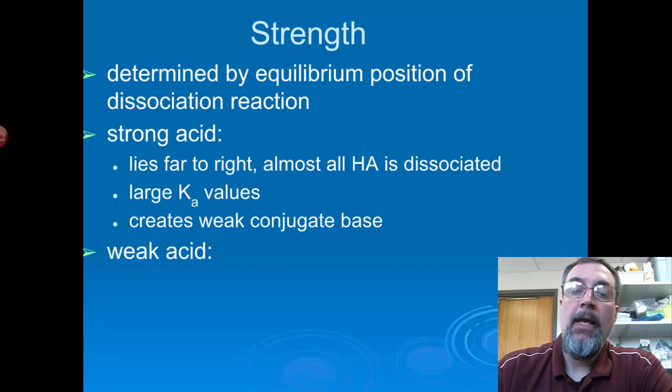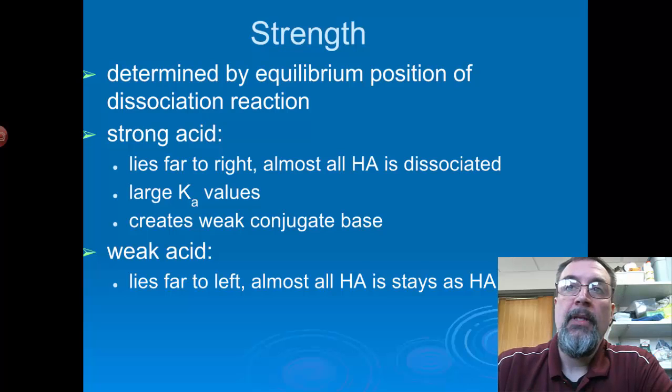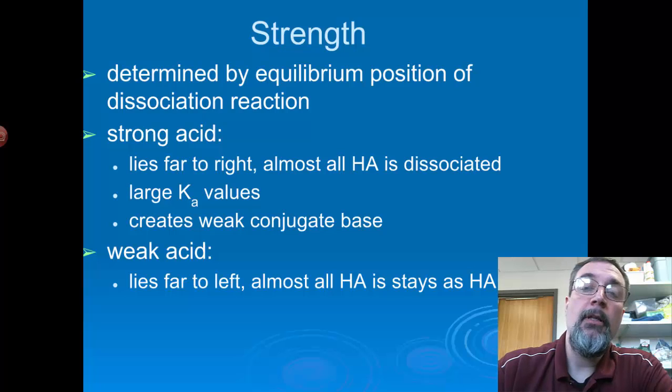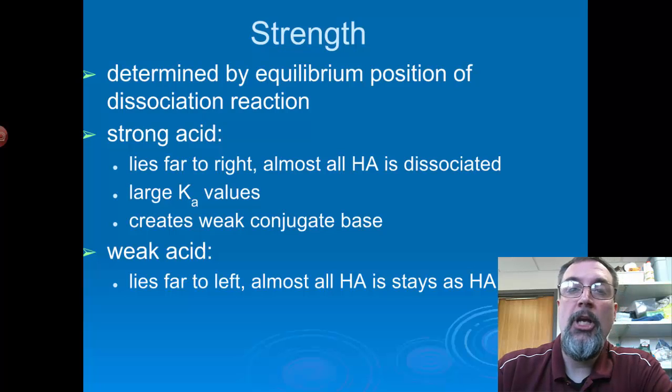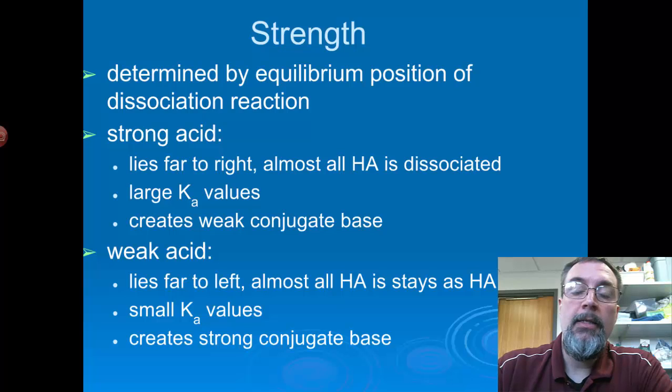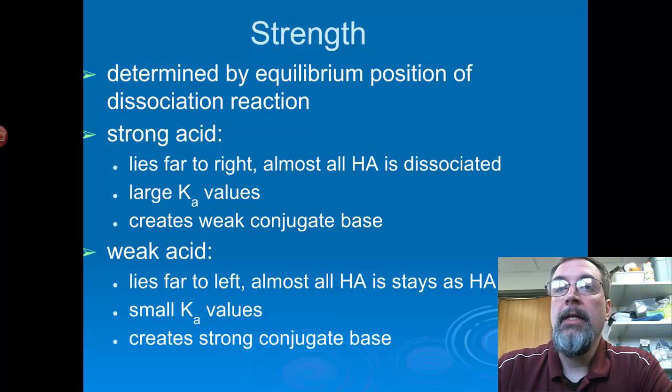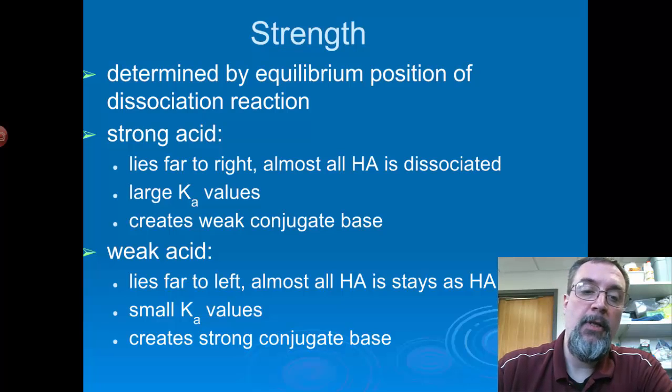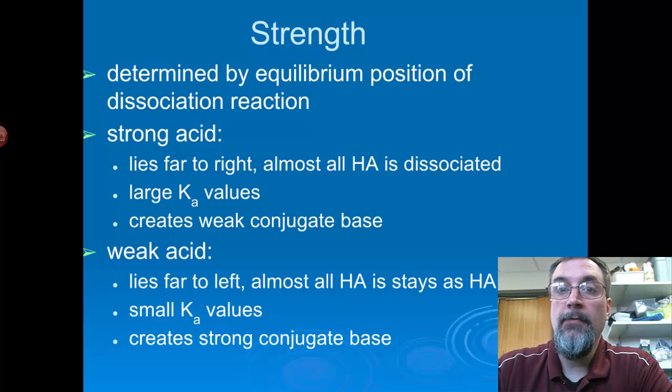It's the opposite for weak acids. Okay, a weak acid doesn't like to give up its proton very much. It likes to hold on to it, which means the equilibrium is going to lie pretty far to the left. Almost all of the HA, the acid, stays together. Very little of it dissociates. Okay, again, for the reasons that we talked about just a minute ago, that means that the Ka value should be very, very small for a weak acid. And that means that the conjugate base that's created should be very strong, because it wants to take the proton to become the acid again. If the acid is weak, it's less likely to lose the proton. So the base that's created is very strong.